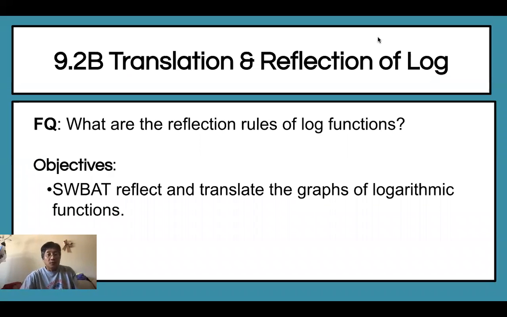Hi everyone. Today we are going to talk about 9.2b translation and reflection of log functions.